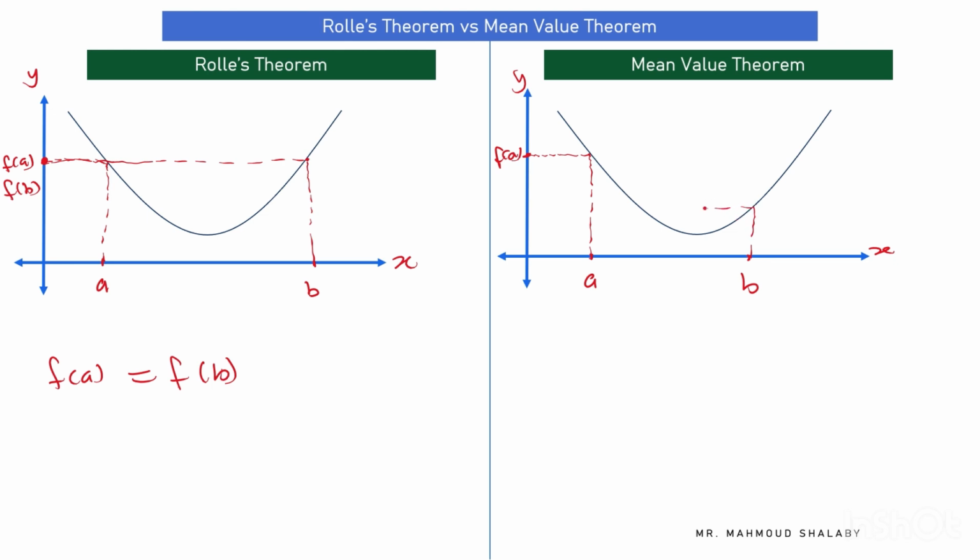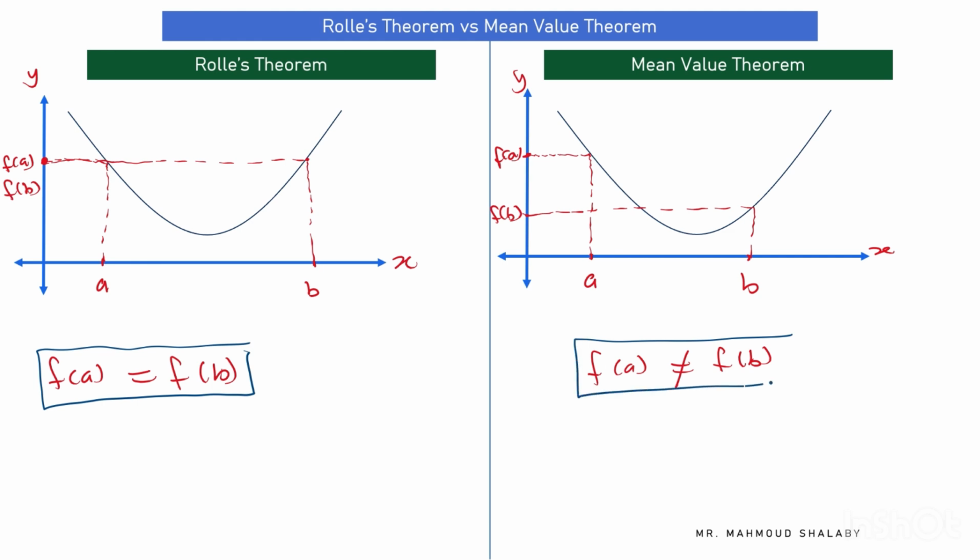Now, what you will notice is that f of a and f of b are not meeting at the same point, or do not have the same value. So I will write here f of a equals f of b. In this case, they are not. Okay, right? Now, as I said earlier, this will be the key to the solution of the question, because the question will ask you to check the hypothesis of Rolle's theorem and the mean value theorem to check which one of them to be used in this question.